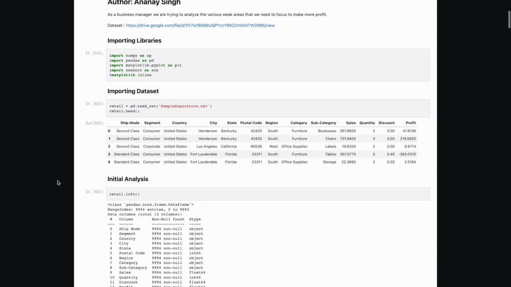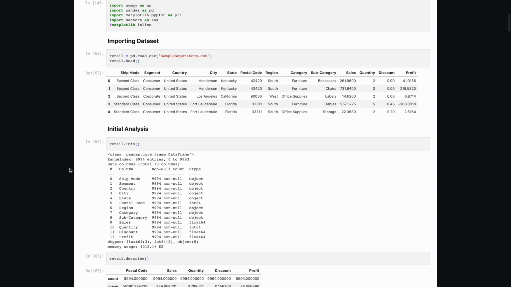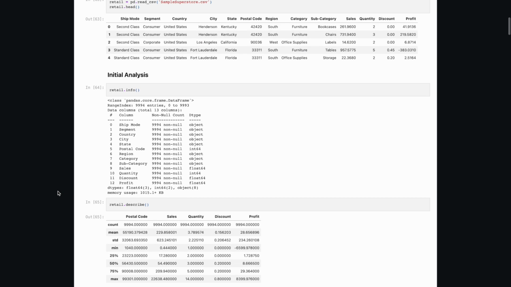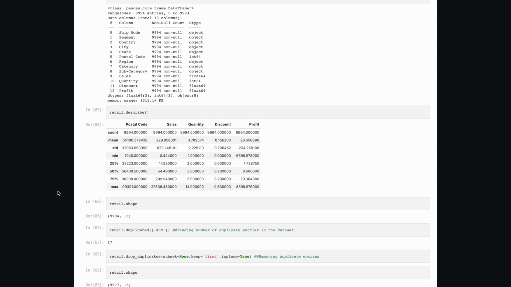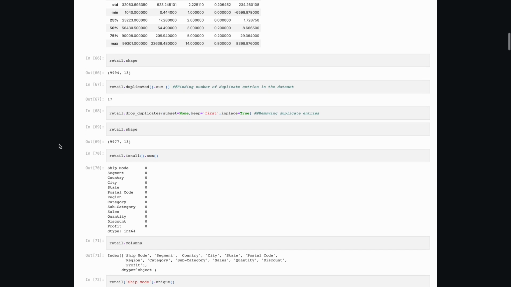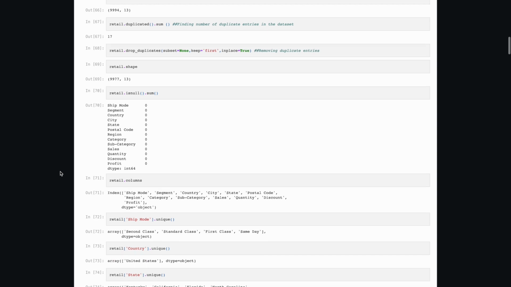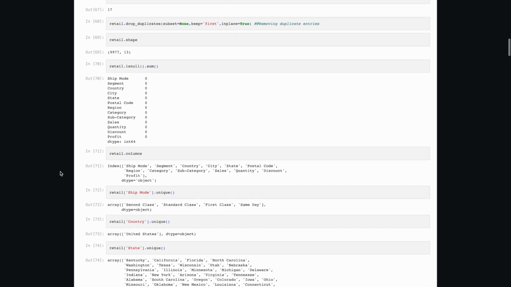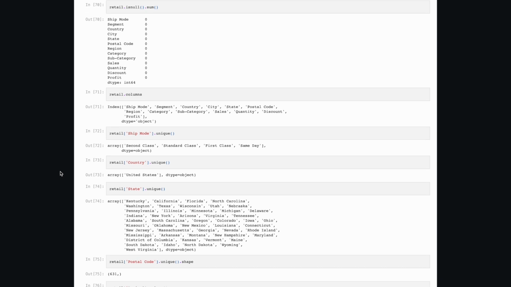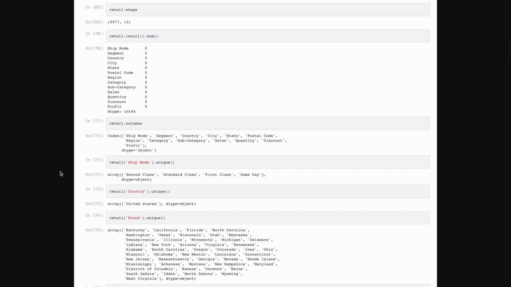First, we'll be importing our libraries, after which we'll be importing the data set that we have. Then we'll be doing an initial analysis of the data set, which is trying to find the various columns, counts, means, and the shape, and whether there are duplicate entries in our data set, and then removing all those duplicate entries, and then finding whether there are null entries in any column or row. And after finding all that, we will be looking into the various unique entries in different columns.